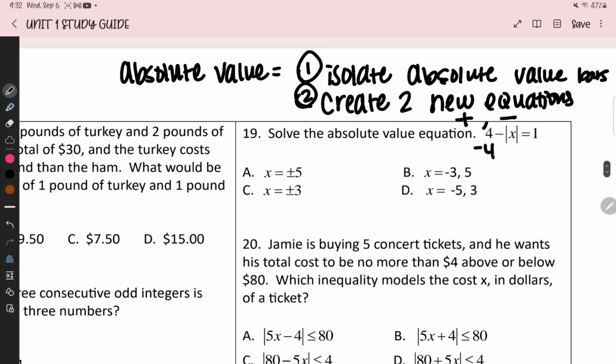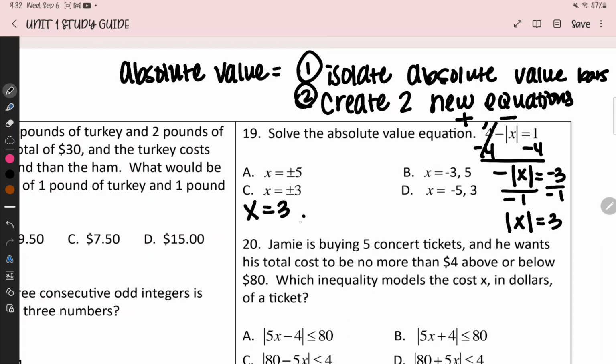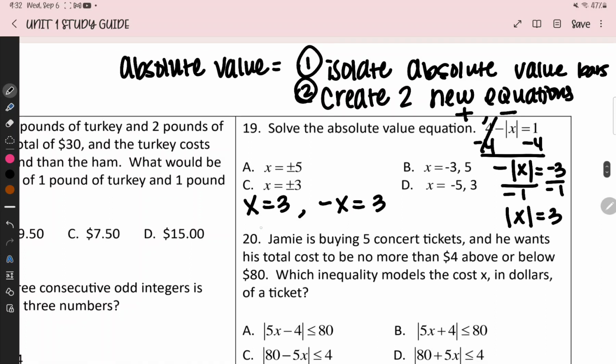So we can subtract 4 from both sides. So we'll be left with negative absolute value of x is equal to -3. And then I can just divide both sides by -3. So absolute value of x is equal to 3. So now that I have that, I need to create 2 new equations where whatever's in my absolute value bars is going to be a positive and a negative. So positive x equals 3. And I'll have negative x equals 3. All right, the left one is already done where I've got x isolated.